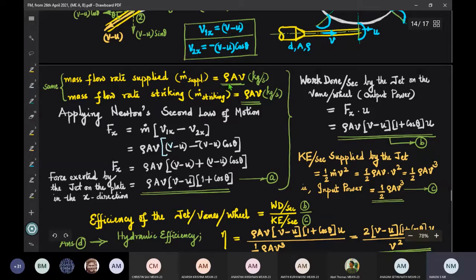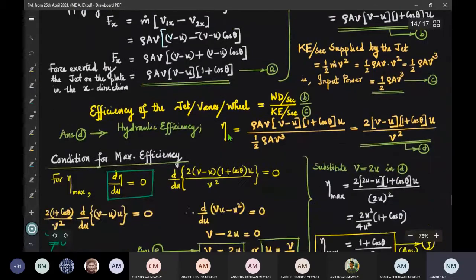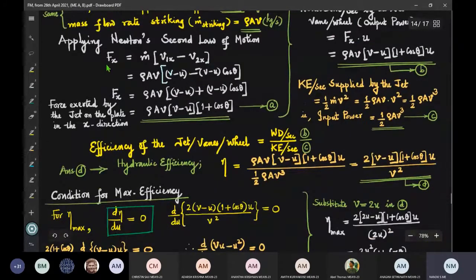So mass flow rate supplied is rho into A into V, and mass flow rate striking is also equal to rho into A into V. Applying Newton's second law of motion, the dynamic thrust or the force exerted by the jet on the curved vane when it strikes centrally in the x direction, that force Fx, is equal to the mass flow rate striking the plate and the change in velocity of the jet in the x direction, that is v1x minus v2x. So mass flow rate is rho A V multiplied by v1x, which is v minus u, and what is v2x? Deflected jet velocity in the x direction is minus v minus u cos theta.